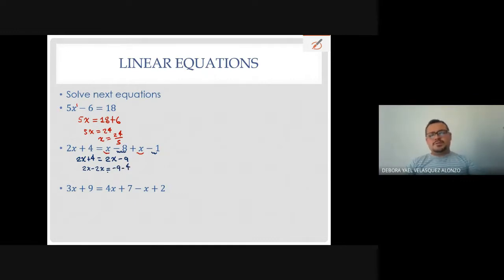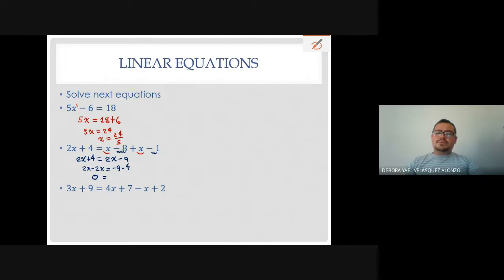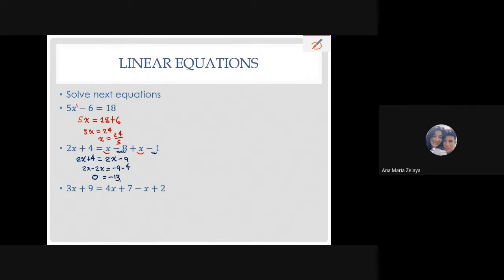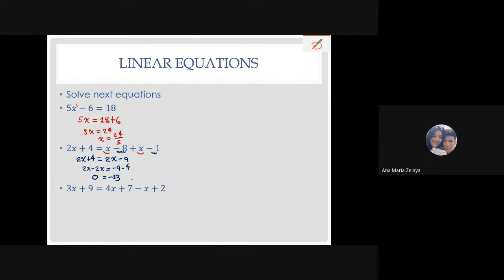What is 2x minus 2x? They cancel each other out. Zero. So practically we have 0 equals negative 4 and negative 9. They make negative 13. So question to you, is 0 going to equal negative 13, or do we not have any more x? Exactly. We don't have x.